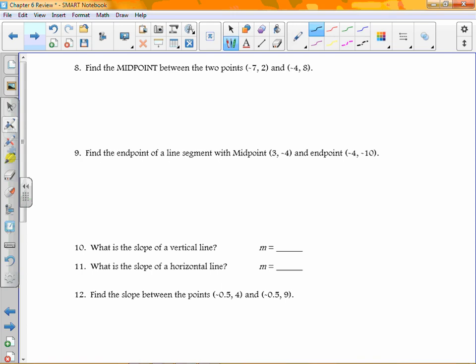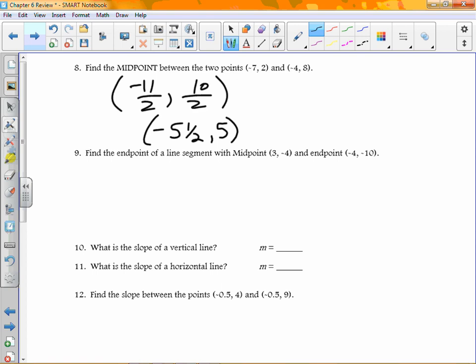Find the midpoint. Not a problem. Add the x's, divide by 2. Add the y's, divide by 2. Good final answer? Negative 5.5 and positive 5. You can't not try these, because if you don't try it, you don't see the difference between number 8 and 9. Remember, 8 and 9 are almost opposite of each other. In number 8, you have the endpoints. In number 9, you have the midpoint.